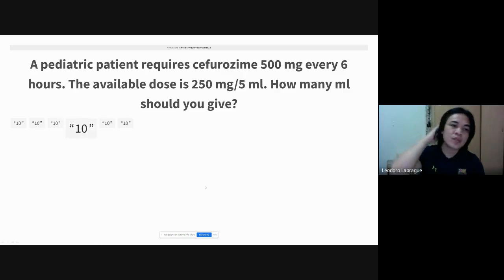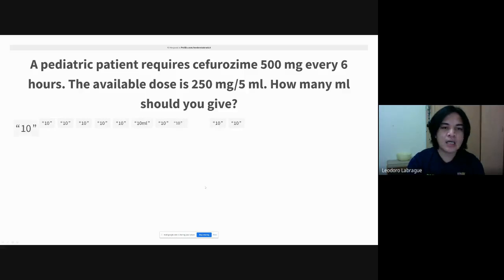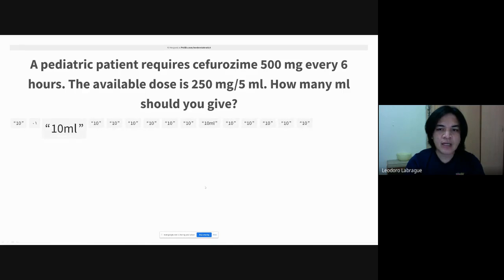Okay, I can see answers coming like 10, 10, 10. I can see 10 ml. Okay. I cannot read the Arabic answer. 10 ml. Okay.